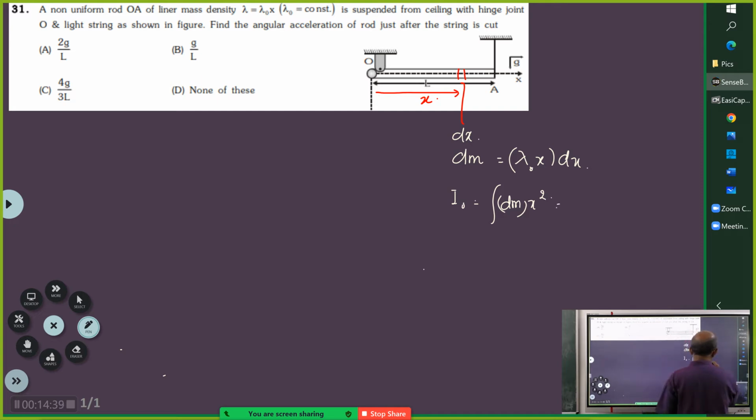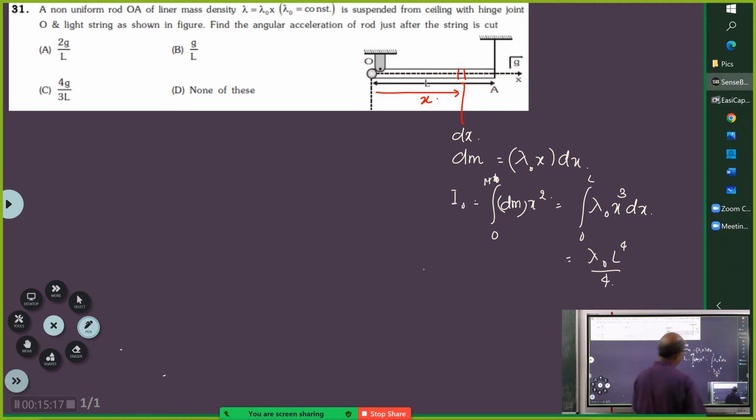This integration will be from 0 to L. Of course, since we are writing dm, it should be divided by m. So this becomes 0 to L, and dm itself is lambda naught x. So you will get lambda naught x square times x, that is x cube dx. Correct? Yes, sir. So this one will be lambda naught L raised to 4 by 4.